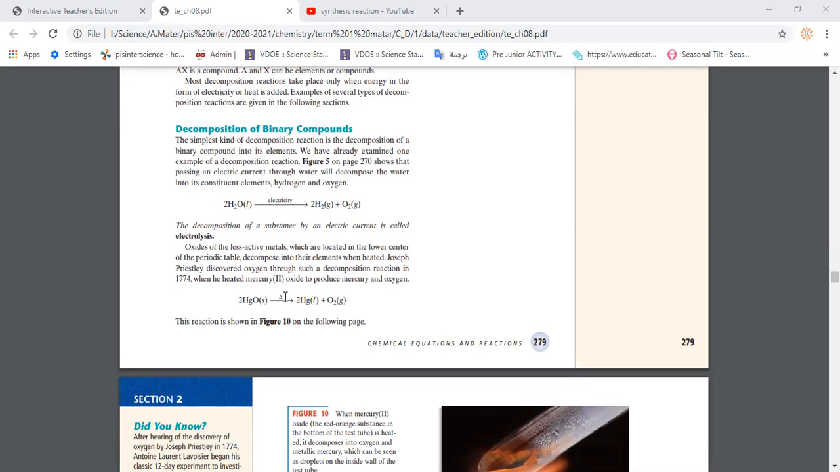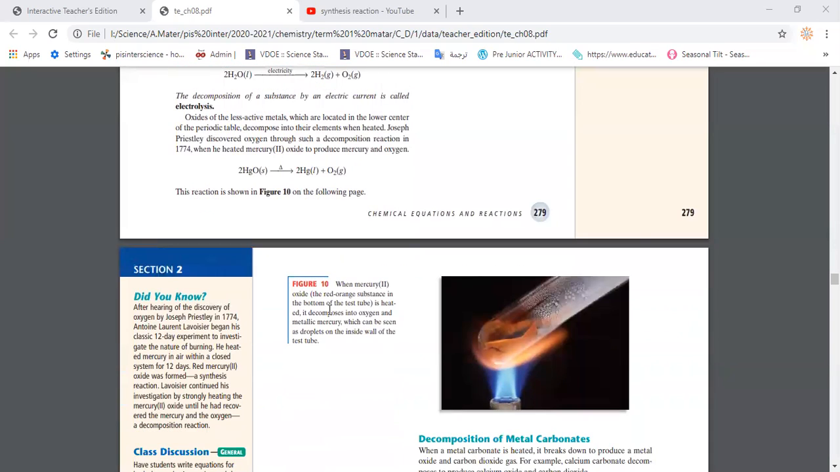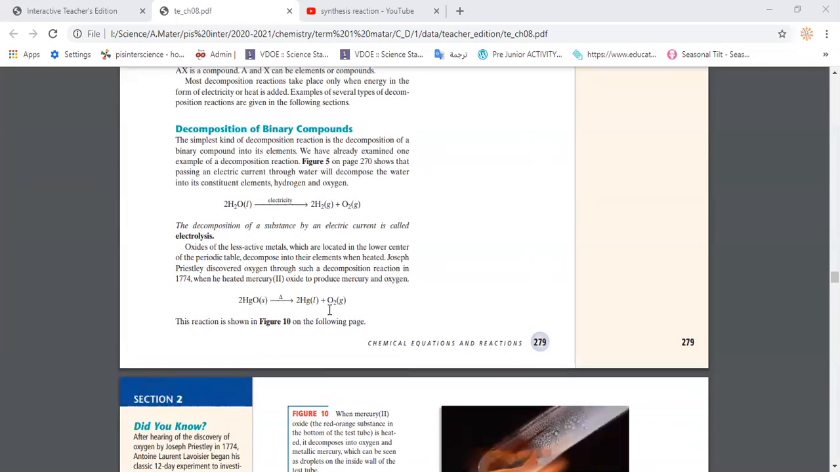Once we heat it, it's going to break down into mercury, the liquid metal, the only liquid metal, and oxygen gas will evolve. So always here we find that the decomposition of oxides produces the metal and the oxygen, according to what substance you decompose. Binary compounds are compounds that are made of just two elements only, like water and mercury oxide.